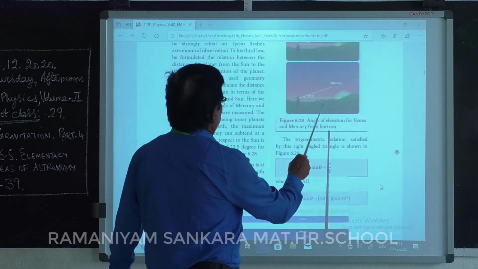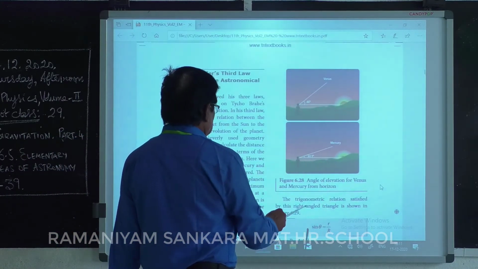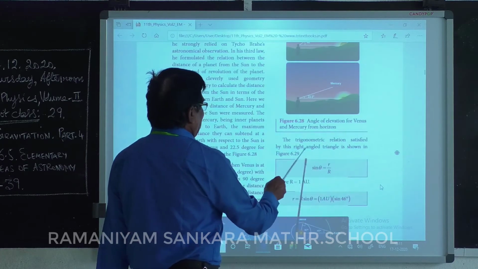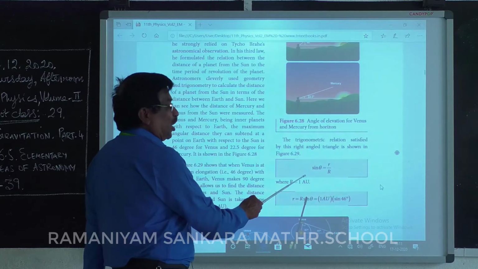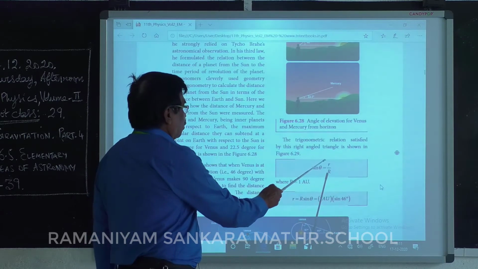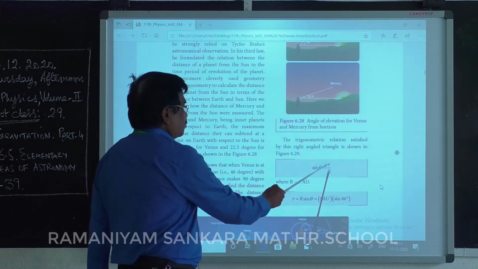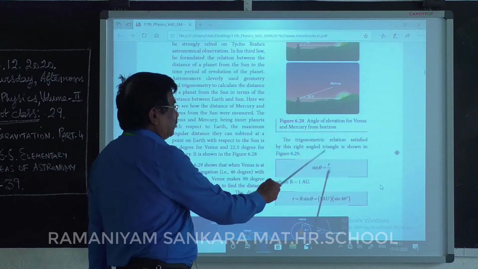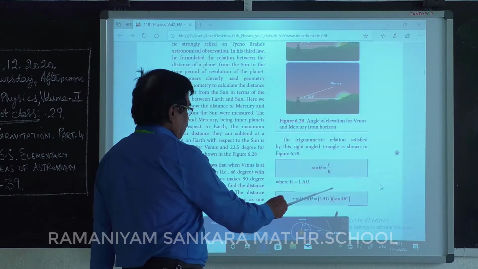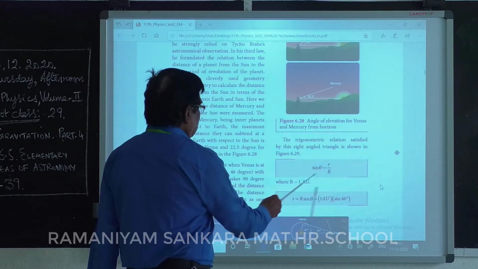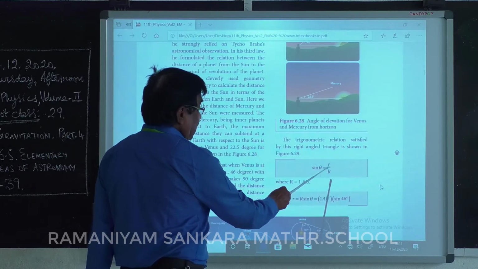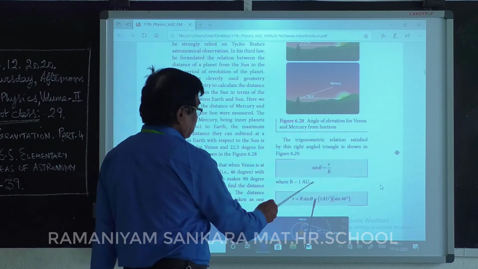Now we go to this. We know trigonometry. What is trigonometry? The relations satisfied by the right angle triangle. You know sin theta equals opposite side by hypotenuse. Here the opposite side is the smaller distance between the earth and the planet, and capital R is the radius, the distance between the earth and the sun. So here this R is one astronomical unit. Capital R is the distance between the sun and the earth.